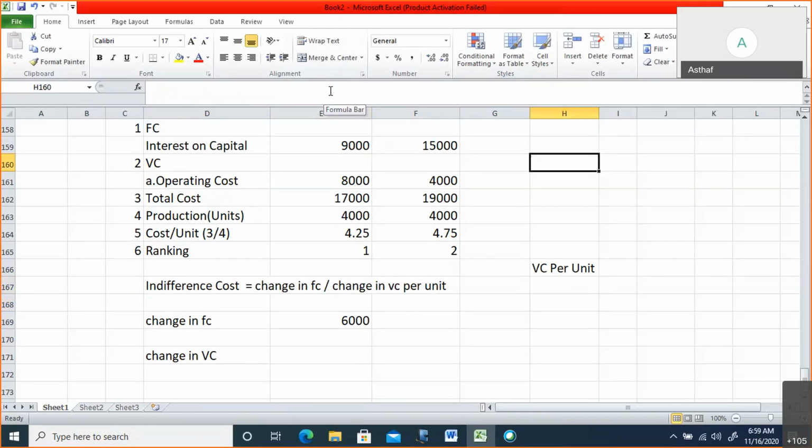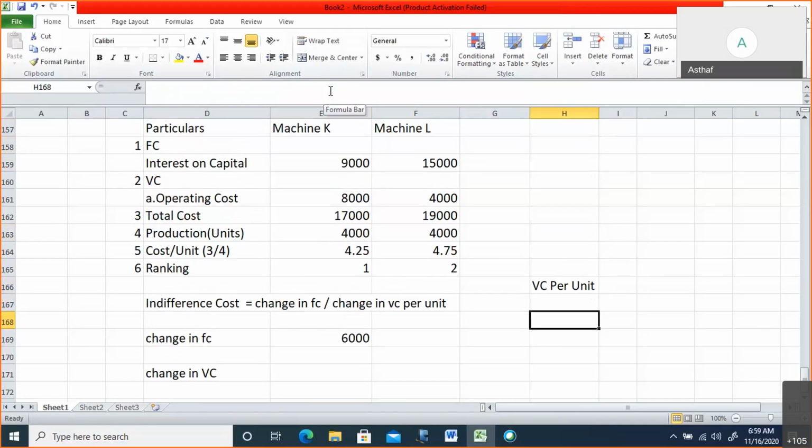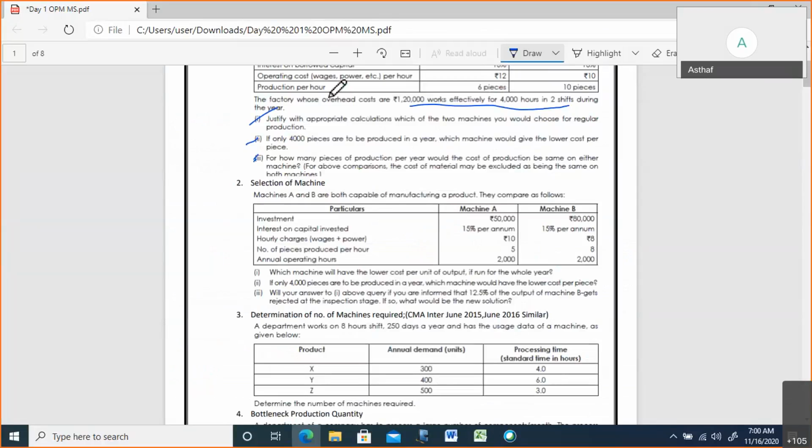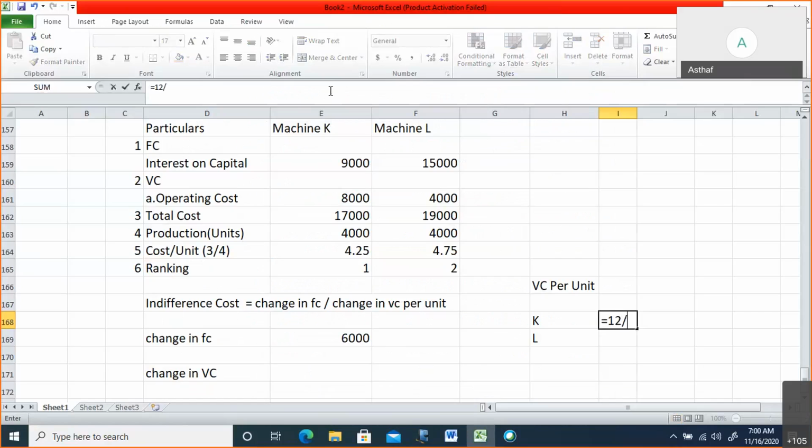So we have two machines. What are the machines we have? K and L. See K, if you look, 1 hour we take 12 rupees, 6 units we make. L, 10 units. So this is the variable cost per unit, 2 and 1. For your benefit, we will repeat once again. K, what is the specialty? 12 per hour and 6 units we make, so 12 by 6 it will come to 2. Here it will come 1, 10 out of 10, which will also be 1.